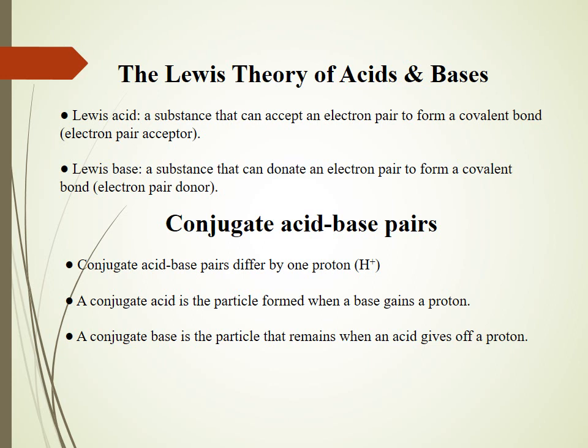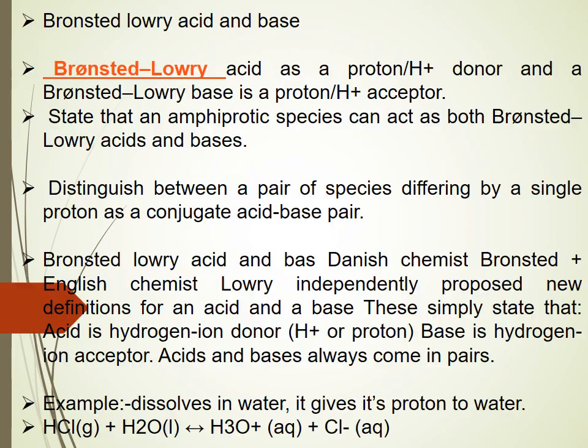Conjugate acid-base pair. A conjugate acid-base pair differs by only one proton, that is H plus. A conjugate acid is the particle formed when a base gains a proton. A conjugate base is the particle that remains when an acid gives off a proton.